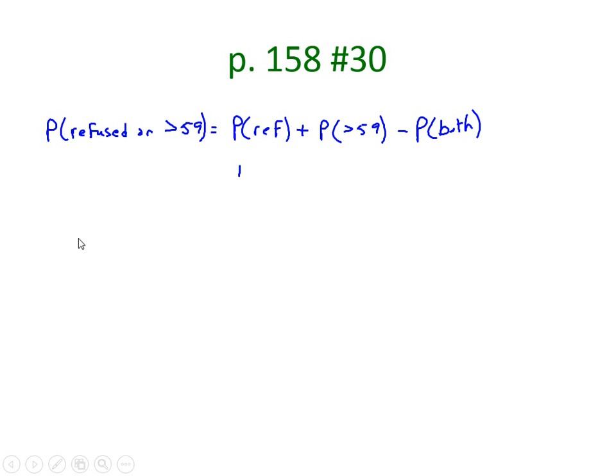So we had 156 out of the 1205 that refused to answer. What is the probability that somebody's over the age of 59?